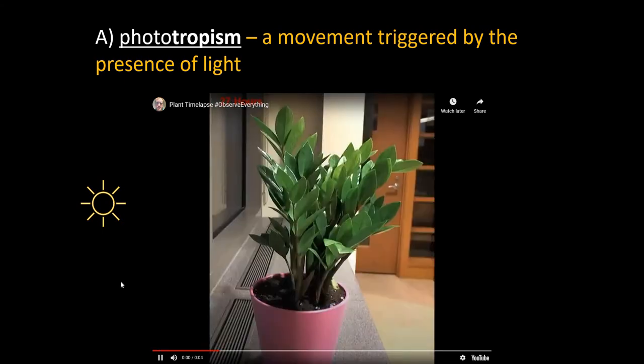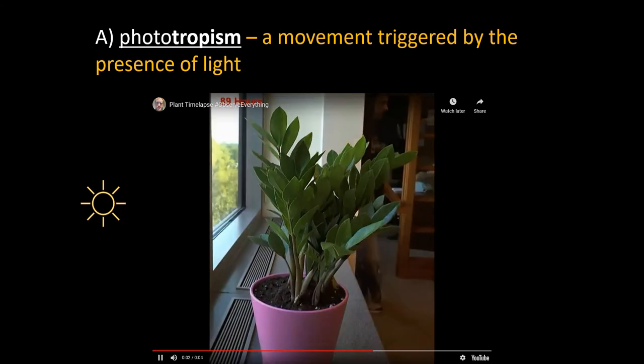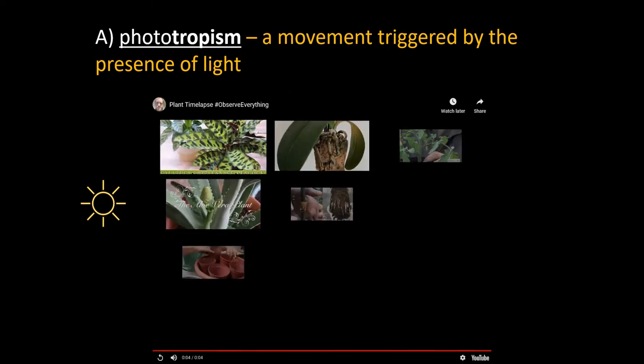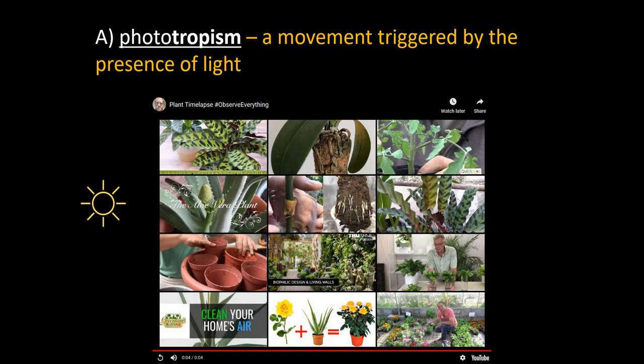Okay? So you can see the plant is very obviously bending towards the sunlight. Okay, that is phototropism. It is moving towards the sunlight. Now, the roots of a plant actually move away from light, so that's actually referred to as negative phototropism. Stems and leaves towards the light, roots away from the light.